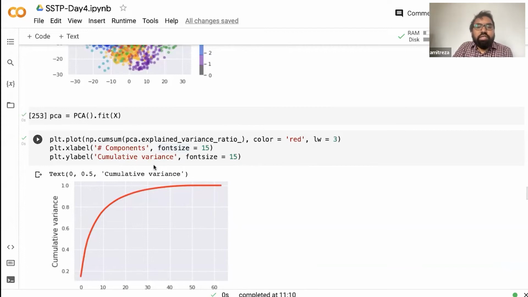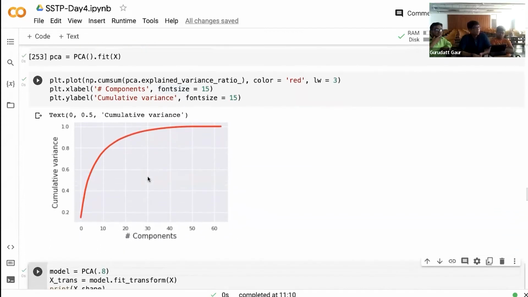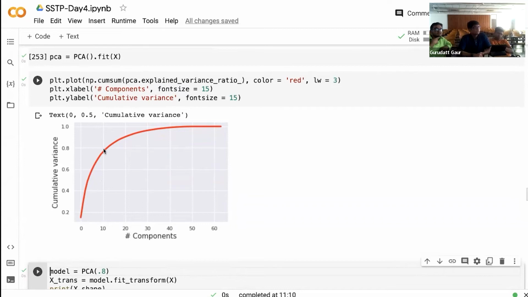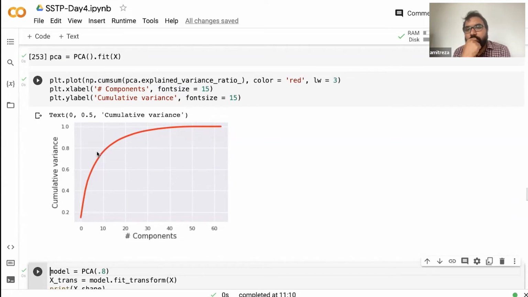The square root of 64 is 8, so it will be around 10, right? There the saturation is starting. Around 10 you are able to preserve almost 0.8, right? That is 80% of your variance. But sir, from that point the saturation is starting. I think this is the point where saturation started, because after that it's almost constant, right? So here the optimal is 30.